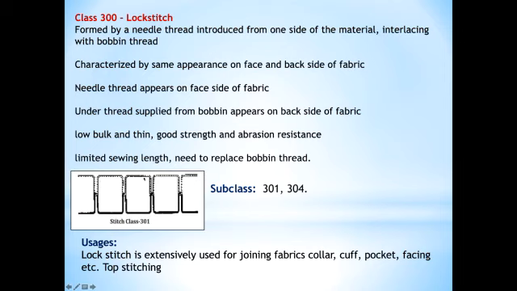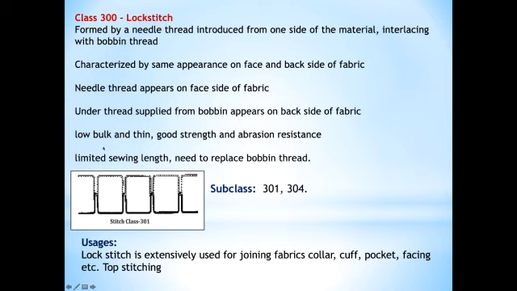So this will be the appearance on the face side, and a similar appearance will appear on the back side of the fabric. In order to distinguish, we can use two different color threads in the needle and the bobbin to see which thread appears on the face and which one on the back. So the needle thread will always appear on the face side of the fabric, and the bobbin thread will always appear on the back side of the fabric. So the under thread in this case is supplied from the bobbin, which appears on the back side of the fabric.